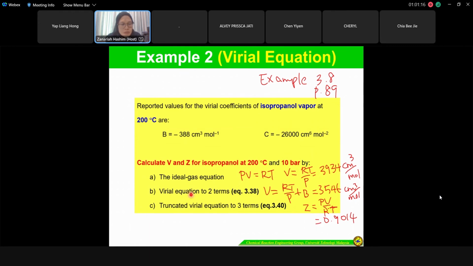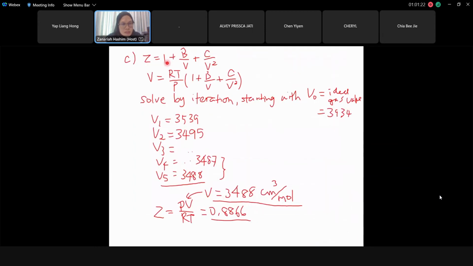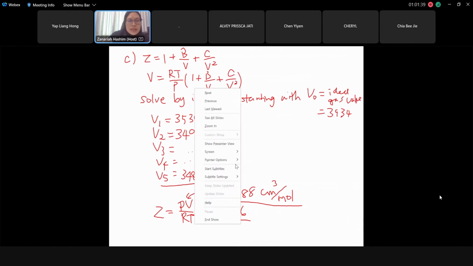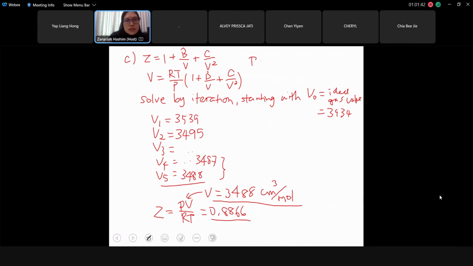Okay, all right, so for C, the virial equation truncated to 3 terms. So you have to use the 3-term virial equation, which is this one. So you have this equation for Z. How to get the equation below is you simply substitute into PV equals ZRT. So V equals RT over P times Z. So the Z we substitute with this one. That's why you get this lower equation here.